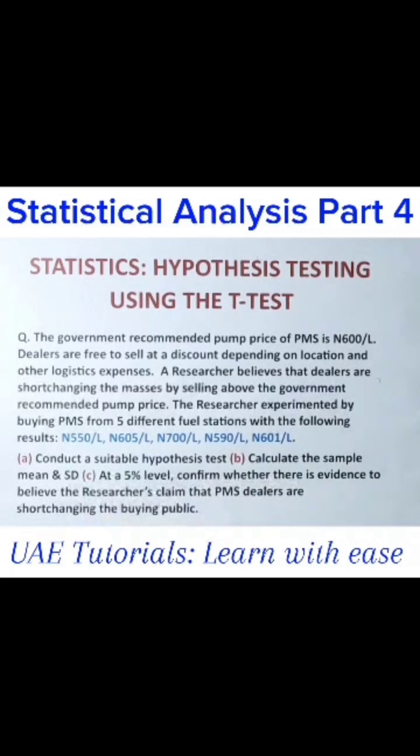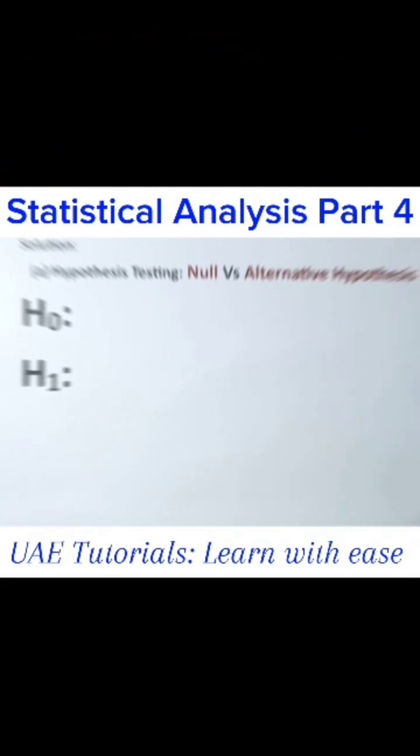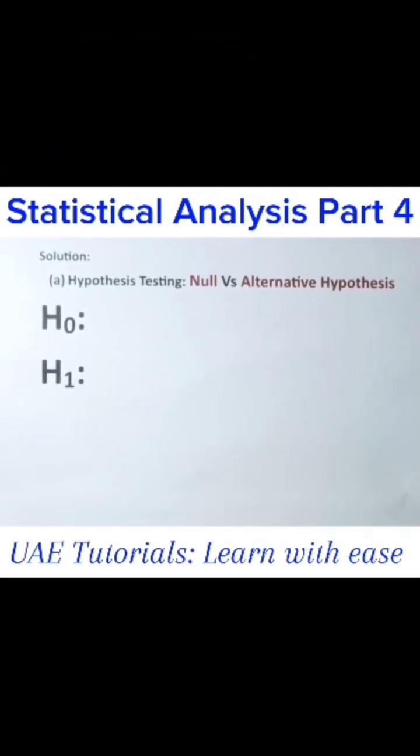So A, conduct a suitable hypothesis test. B, calculate the sample mean and standard deviation. Then C, at a 5% level, confirm whether there is evidence to believe the researcher's claim that PMS dealers are shortchanging the public.